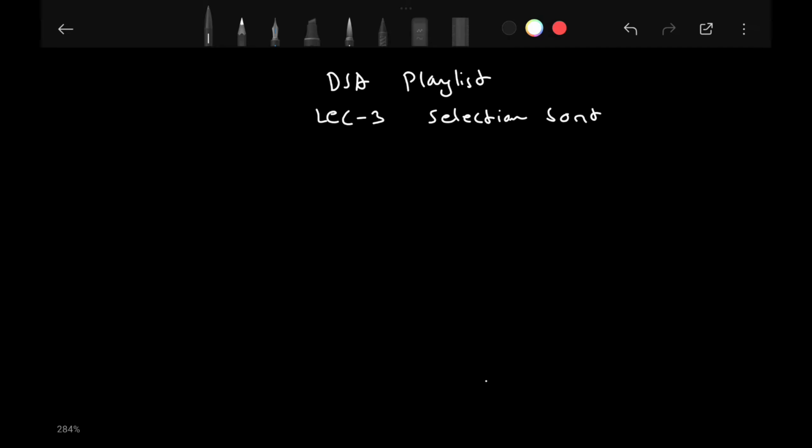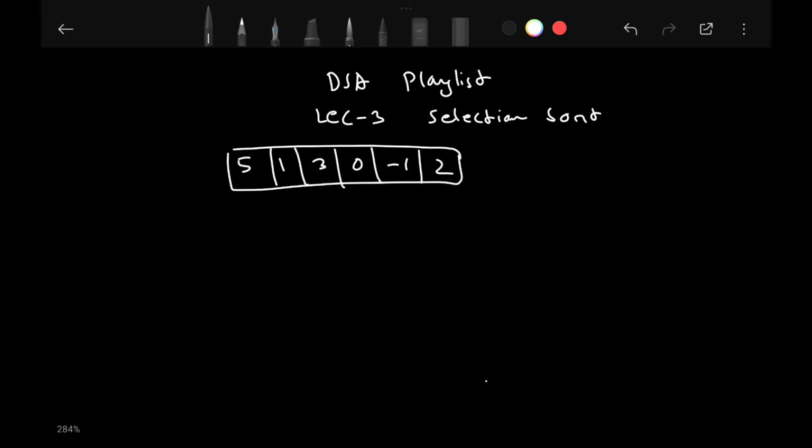Today we will discuss lecture 3 from our DSF playlist, and today we will be discussing selection sort. Selection sort, just like any other sorting algorithm, is used to sort an array. And how does it work? I will show you with the help of a particular example. Let me take an example: 5 1 3 0 minus 1 2, and we will be performing our selection sort on this particular array. Okay.